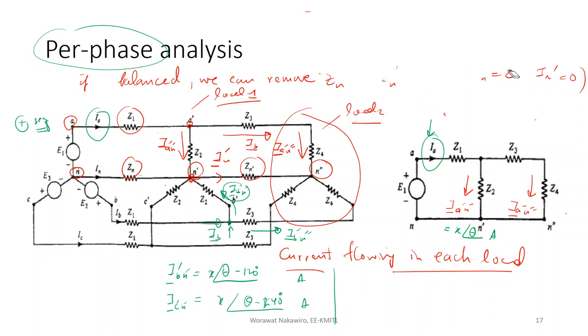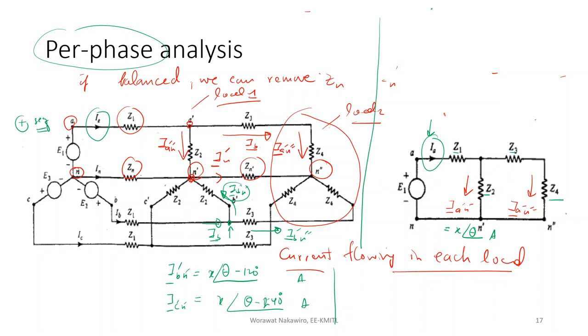From this case, I_A is what? Knowing all these four impedances, you have to determine I_A first. Soon after you know I_A, these two are a current division, so you can apply the current divider to find I_A'N'. And the difference between I_A'N' and I_A is this one, I_A'N''. Let me write the equation for you.